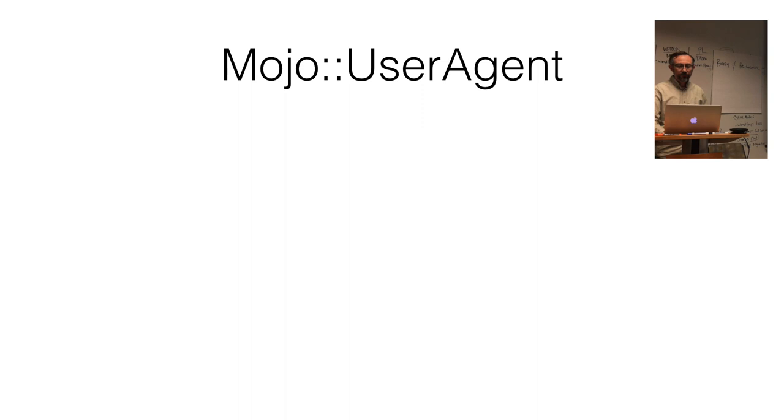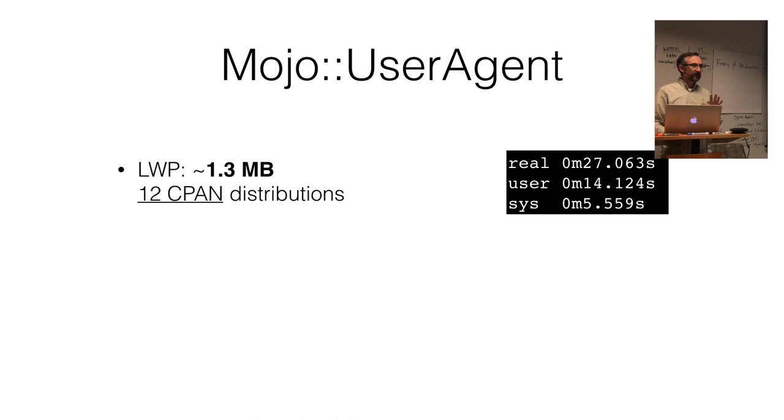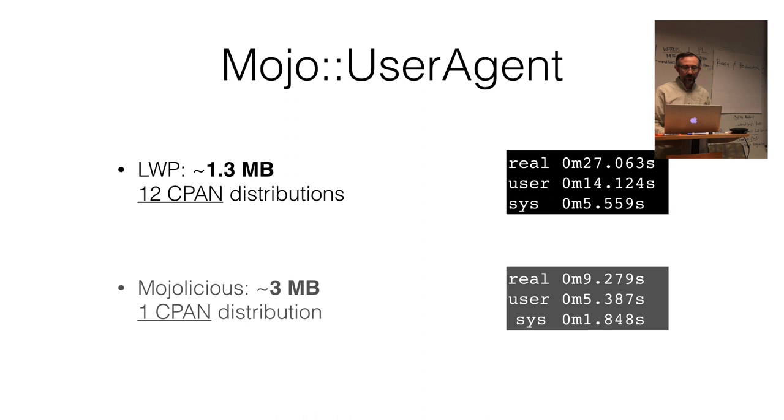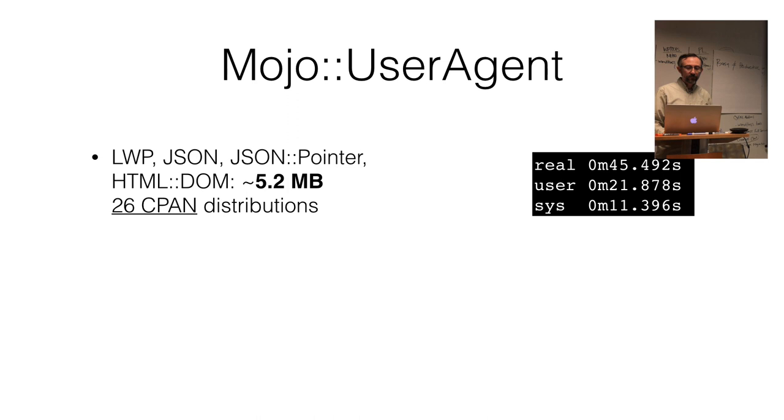Okay, so Mojo User Agent is a non-blocking user agent. LWP all by itself, this is just if you did a, you know, cpanm LWP, takes about 30 seconds to install, 12 CPAN distributions. Mojolicious, the entire web framework, is roughly twice the size of just LWP. Now, if you throw in a JSON parser, the pointer parser, the DOM parser, you're getting a little bit heavier.